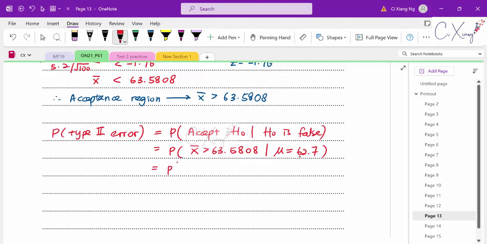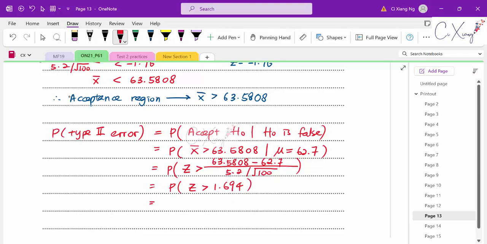Again, the sample mean is normally distributed, so to calculate the probability, I have to change it to Z. You take 63.5808 minus the mean. You cannot use 64.6; you have to use 62.7, divided by the standard deviation, which is still the same, 5.2, and the sample size is still the same, 100. Simplify the value and you will get 1.694. Like I told you earlier, you have to keep your value of Z up to 3 decimal places because the accuracy of our normal distribution table for Z is up to 3 decimal places.